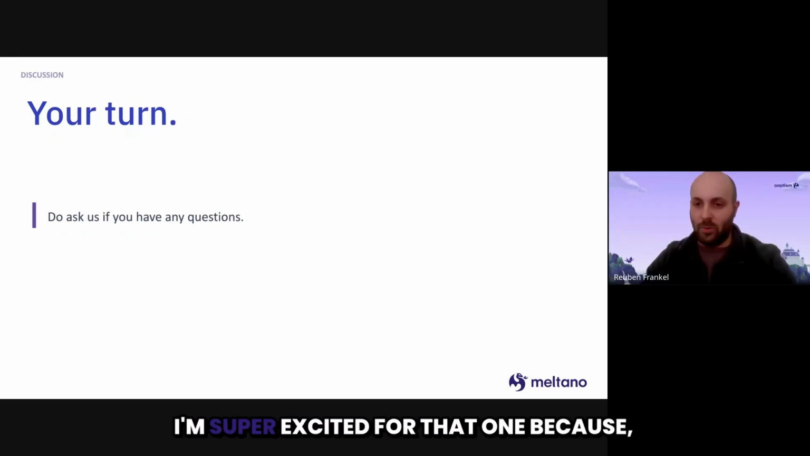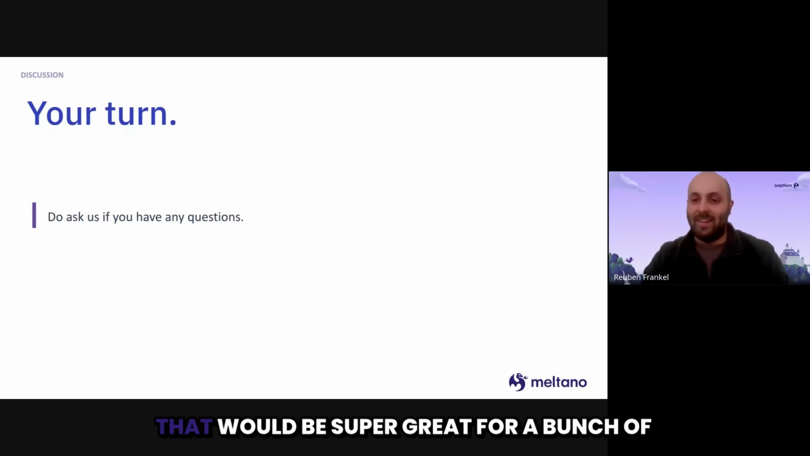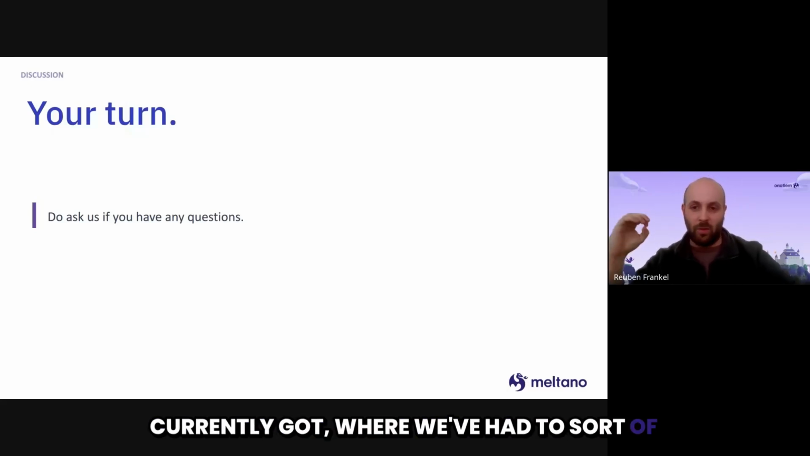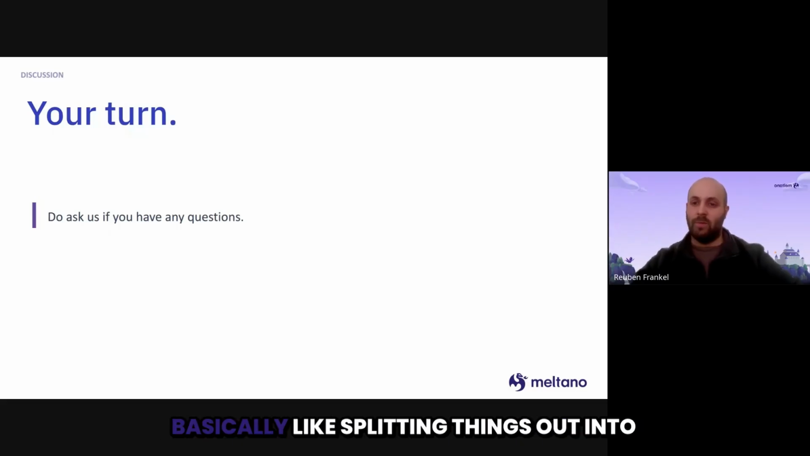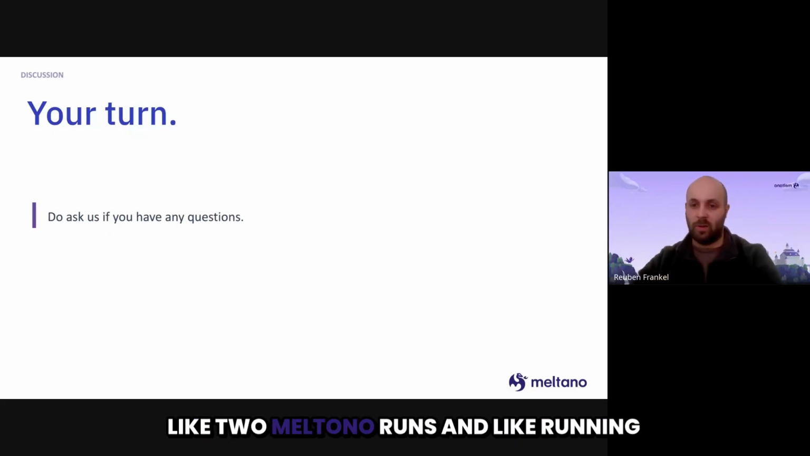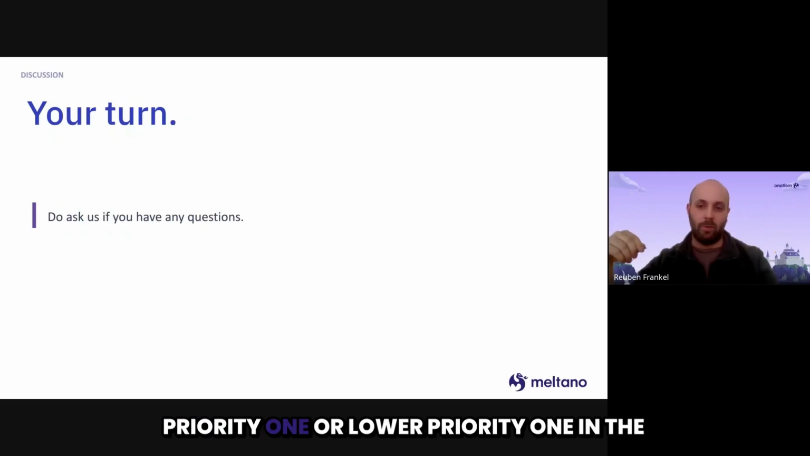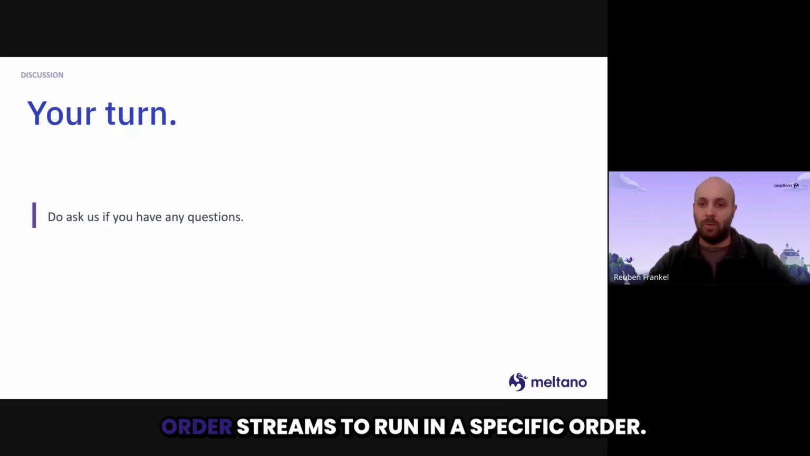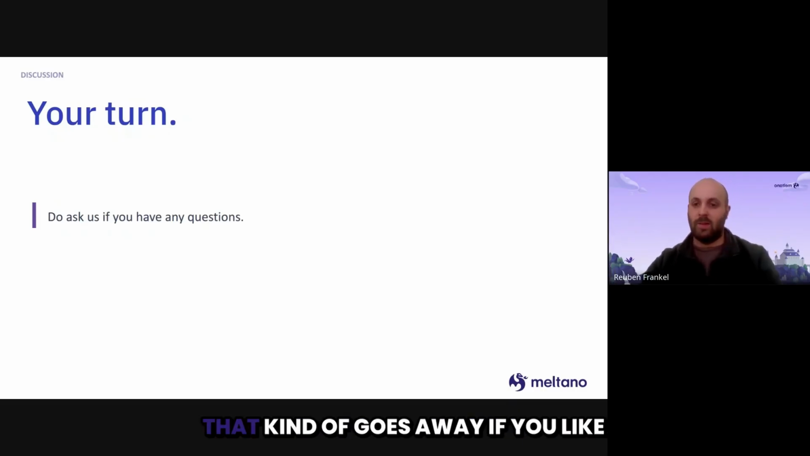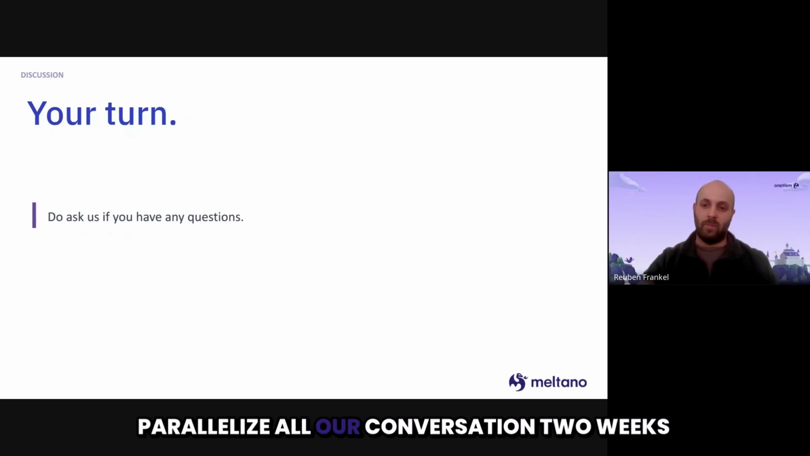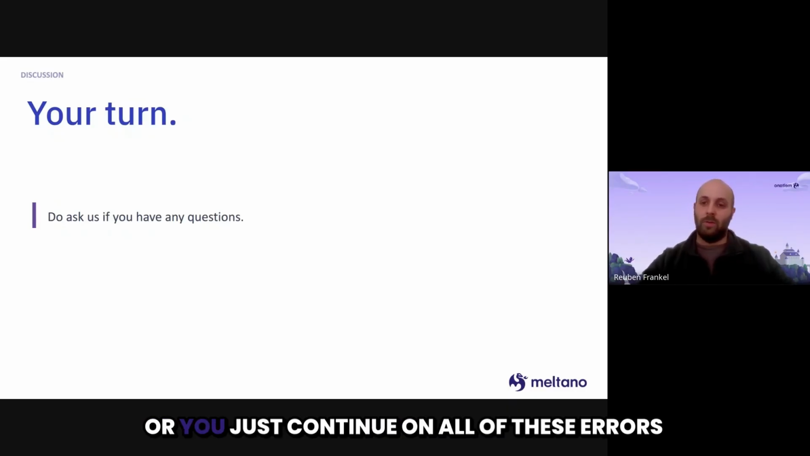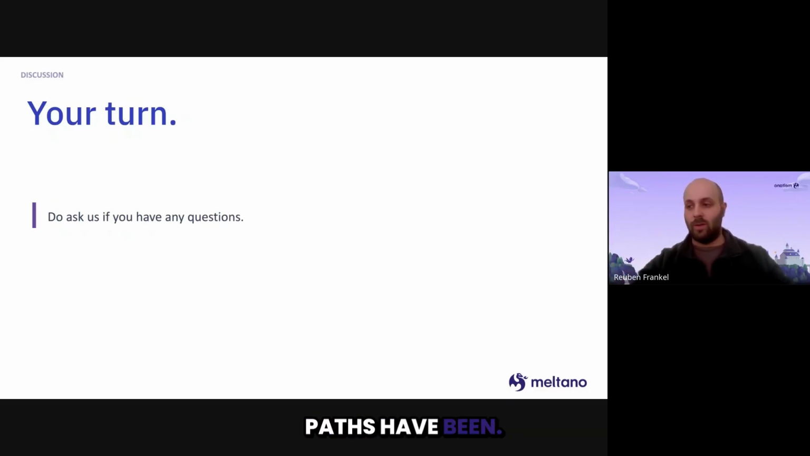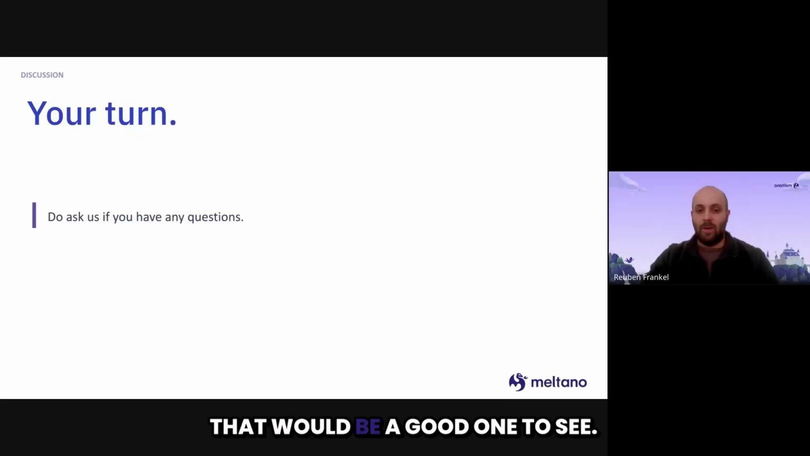Yeah, I'm super excited for that one, because that would be great for some of the customer setups that we've currently got, where I think we've had to reorder streams, basically splitting things out into two Meltano runs, running everything and then running this lower priority one last. So it would be good to either be able to order streams to run in a specific order. That kind of goes away if you parallelize it all, a la our conversation two weeks ago, or you just continue on all of these errors and give a report summary of which paths have failed. But yeah, agree in general that would be a good one to see.